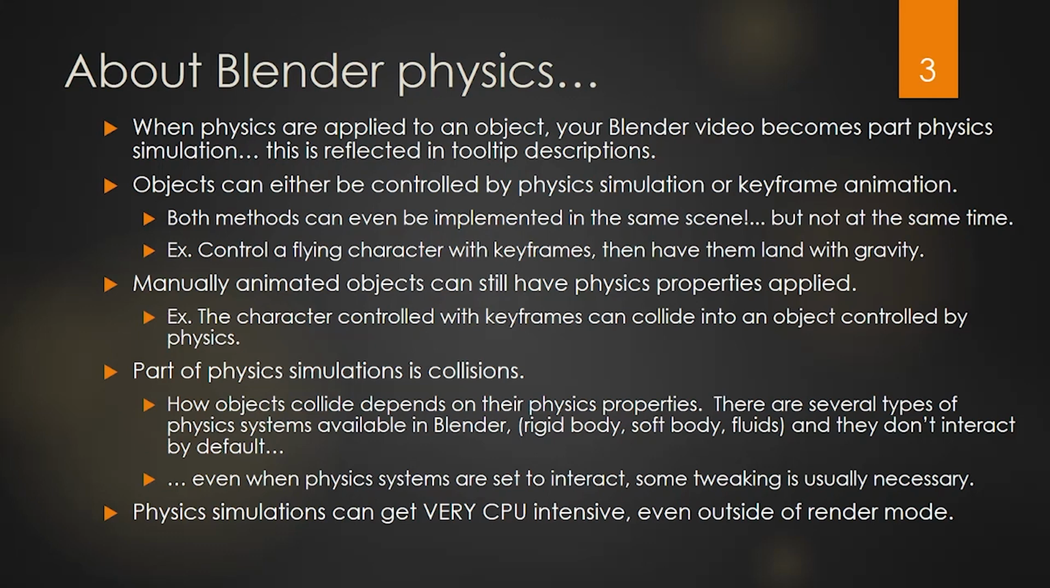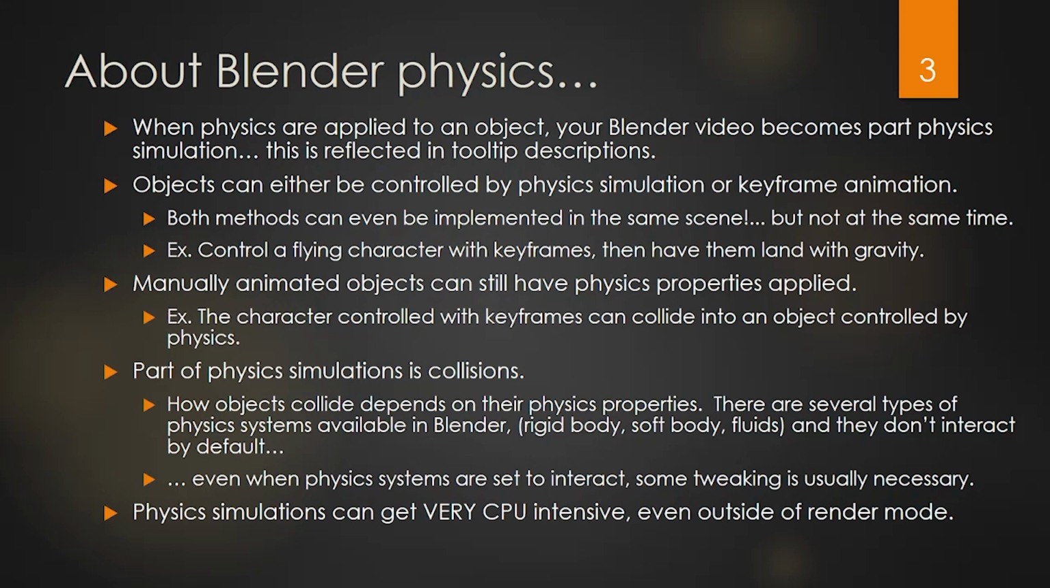Just a few more notes about Blender physics before we start to play around with them. When physics are applied to an object, your Blender video becomes part physics simulation, and this is reflected in the tooltip descriptions. Objects can either be controlled by physics simulation or keyframe animation. In fact, both methods can be implemented on the same object in the same scene, just not at the same time. For example, you can control a flying character with keyframes and then use gravity to land them. Manually animated objects can still have physics properties applied. For example, that character that you're controlling with keyframes can still fly around and collide into objects that are controlled by physics, and you do that to make the collisions a bit more realistic.